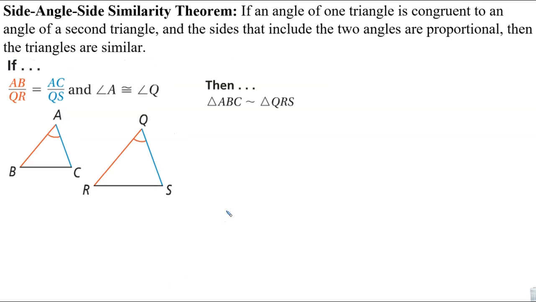We also have the side-angle-side similarity theorem. It states that if an angle of one triangle is congruent to an angle of a second triangle, so we have congruent angles, and the sides that include the 2 angles are proportional, so as in AB over QR is equal to AC over QS, okay, the sides are proportional, then the triangles are similar. So if we have proportional side, congruent angle, proportional side for 2 triangles, that's all we need to know to say the triangles are similar.